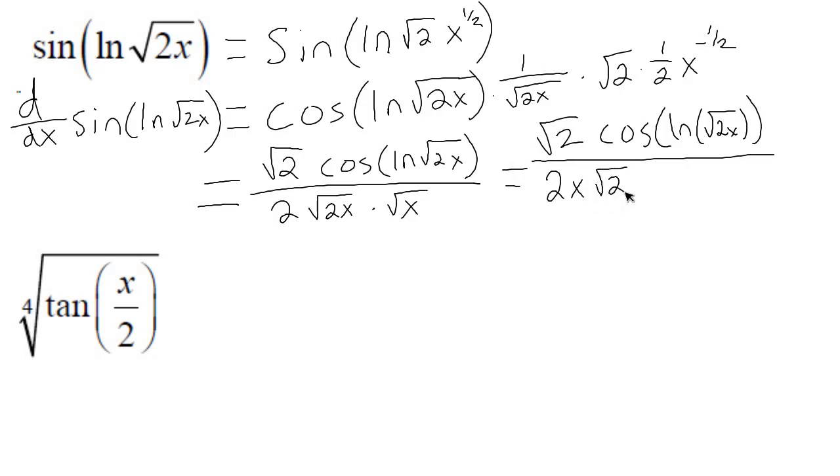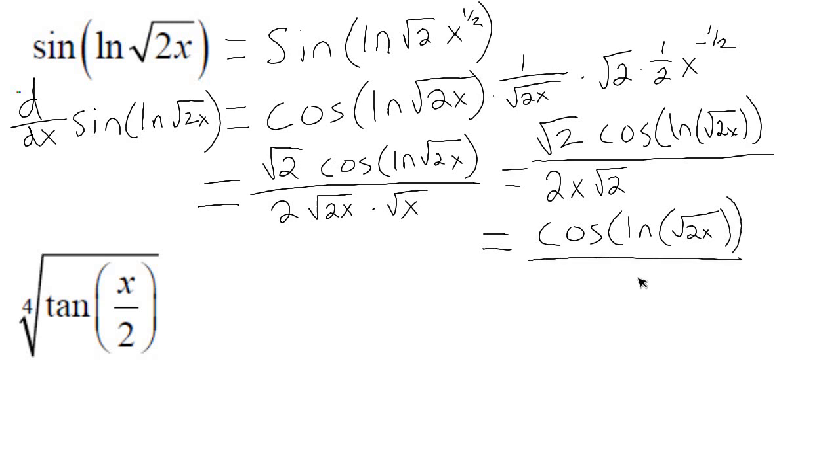Yes, no, maybe? And then lastly, if we really want to simplify it, what can we do with our square roots of 2 at that point? We could reduce them, right? Because this is all multiplication. So you just end up with cosine of natural log of the square root of 2x, divided by 2x. And that would be our simplified answer.